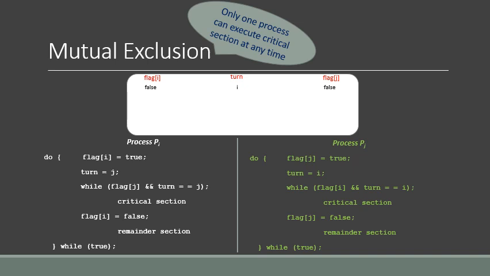As you can remember, any solution to the critical section problem must meet three conditions: mutual exclusion condition, progress condition, and bounded waiting condition. The first of these, mutual exclusion condition, means only one process can execute its critical section at any time.